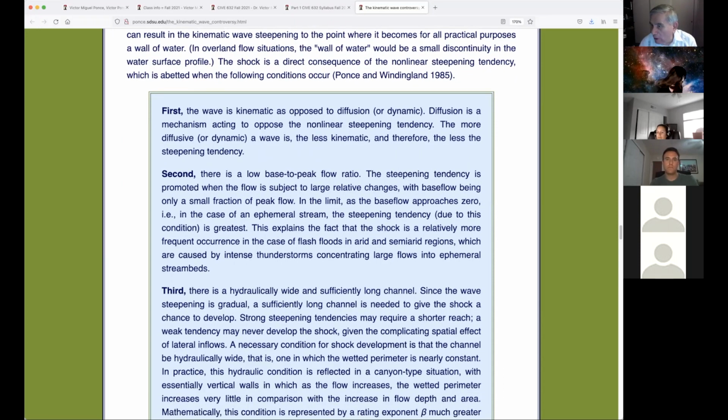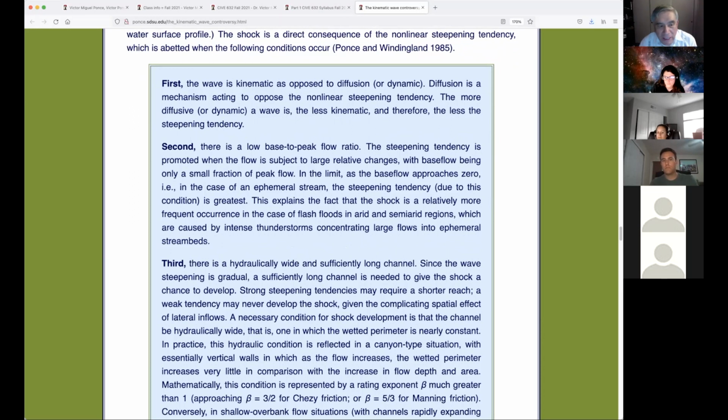Second, and we know when a wave is kinematic, by the way. Now we know. Second, there's a low base to peak flow ratio. That was very important. We figured that out. What's a low base to peak flow ratio? What is a base to peak flow ratio? It could be 2, it could be 10, it could be 100, it could be 1,000. We had an example when I was practicing in Bolivia in 1989, where we had measured a peak to base flow ratio of 1,000. The peak was 1,000 cubic meters per second, and the base was 1. So the peak to base was 1,000.